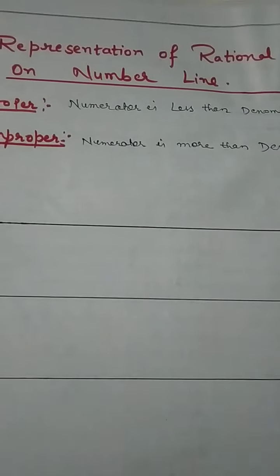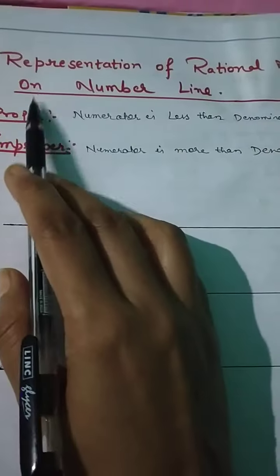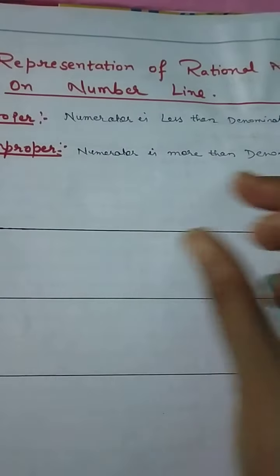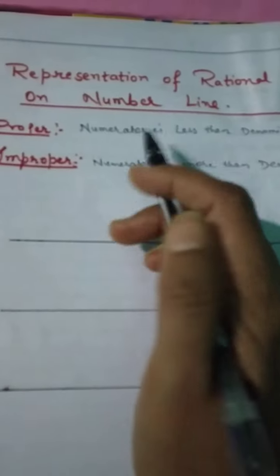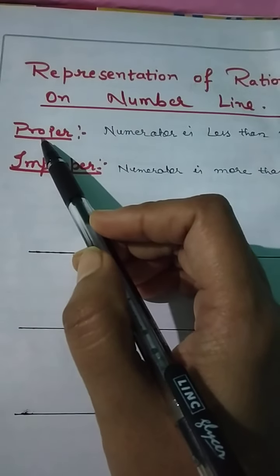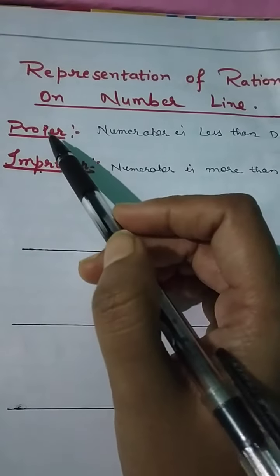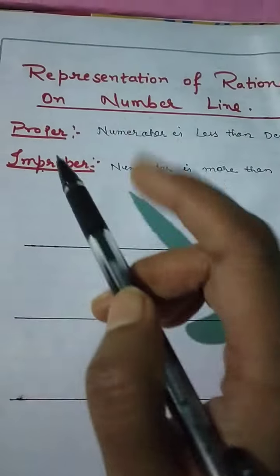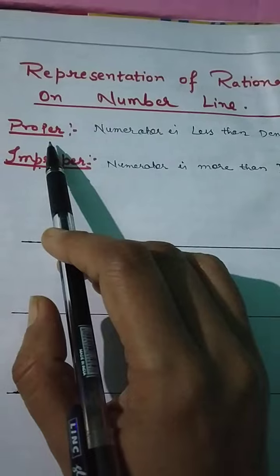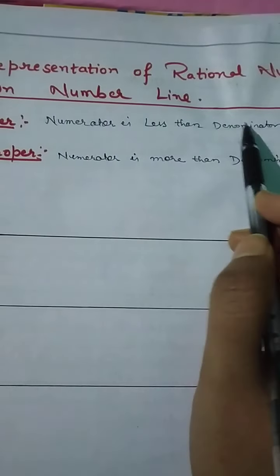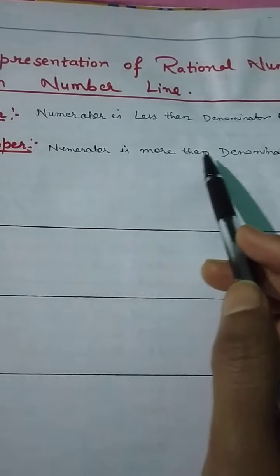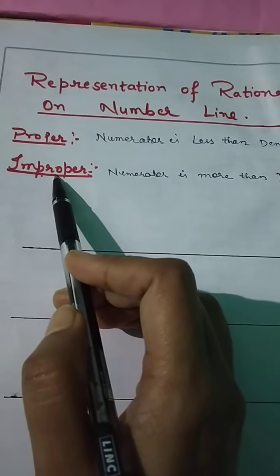Good morning, students. Today's topic is representation of rational numbers on the number line. How we can represent rational numbers on the number line, and what is proper and improper fraction? I have taught you in the fraction chapter that whenever the numerator is less than the denominator, it is called proper, and whenever the numerator is more than the denominator, it is called improper.